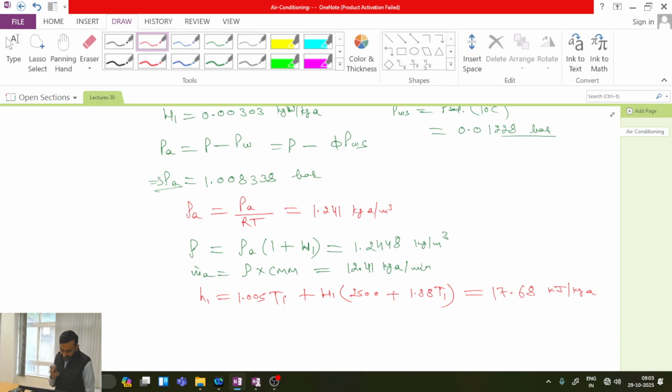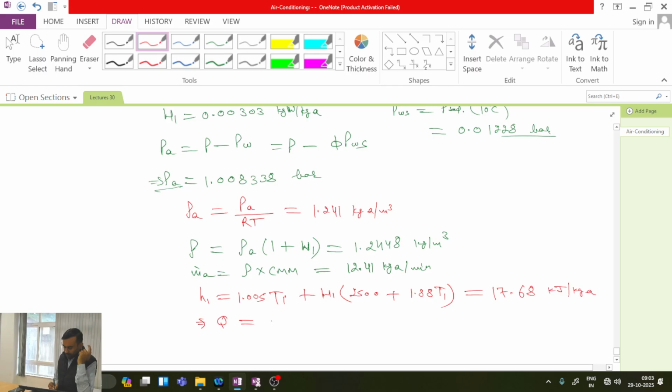Have I written this correctly? Rho into CMM, or is it the wrong value, 12.41? Please check it. Is it 12.41 or 1.244? Okay, fine, no issue. Correct? Okay. Now what will I be having?